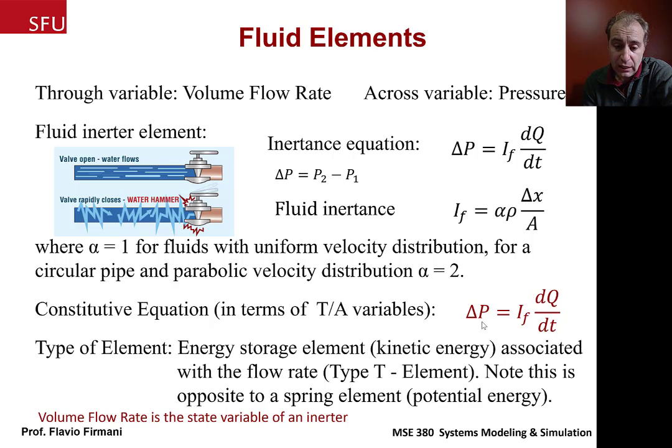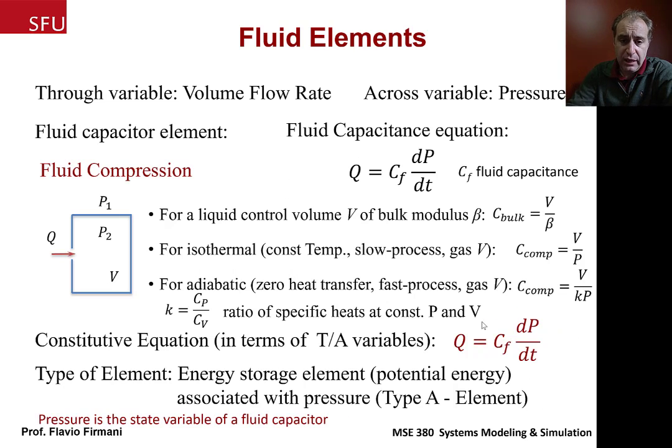So it's a type T, and this would be equivalent to what we have in a spring or in an inerter. So the volume flow rate is going to be the state variable of the inerter. So the next element is the capacitors, and we can have different types of capacitors.